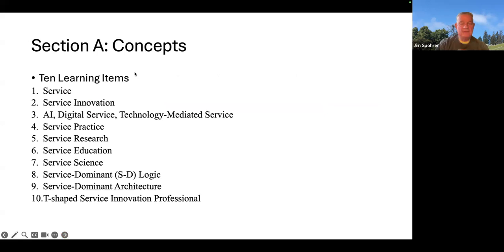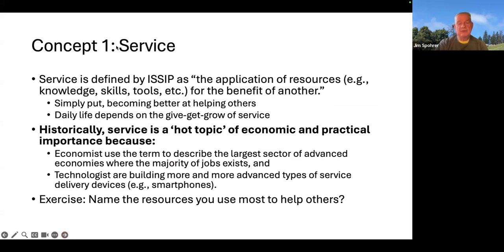Section A is these 10 concepts: service innovation. I'm not going to go through them again, but let's go to the concept number 1, service. So service is defined by ISSIP as the application of resources such as knowledge, skills, and tools for the benefit of another, or simply put, becoming better at helping others. And daily life depends on the give, get, grow of service.